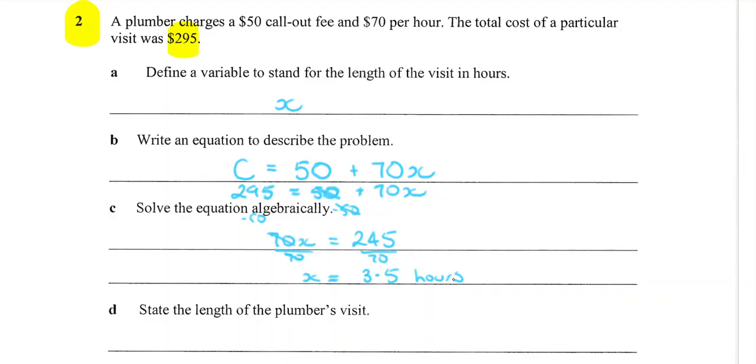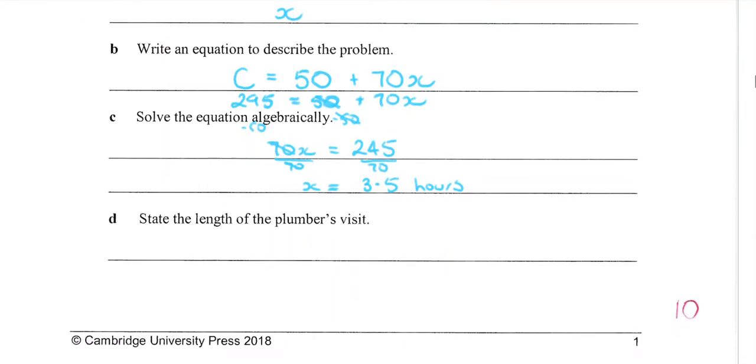So I've kind of written it there, but in D it says state the length of the plumber's visit. That 3.5 hours, you're interpreting. That 3.5 was hours that he was there.